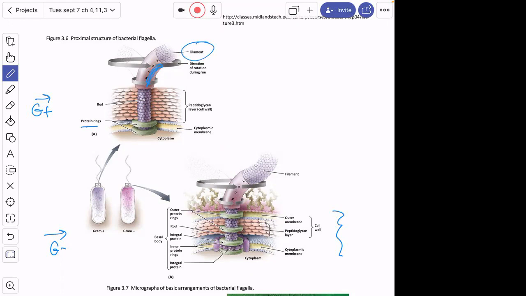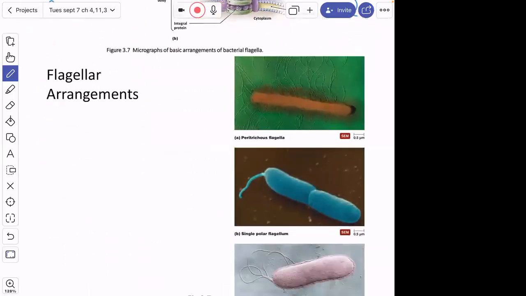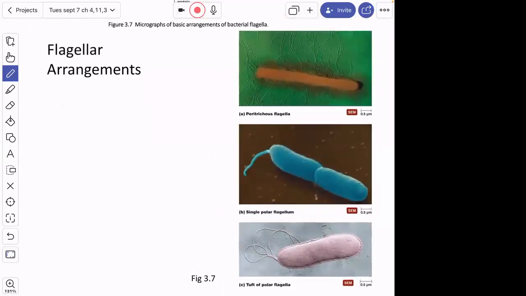Okay, so it shows the motion here. It moves in a circular motion. Okay, so it spins around either one way or the other. Moves by rotation. Okay, the arrangement of flagella is different for different cells. So a little terminology here.